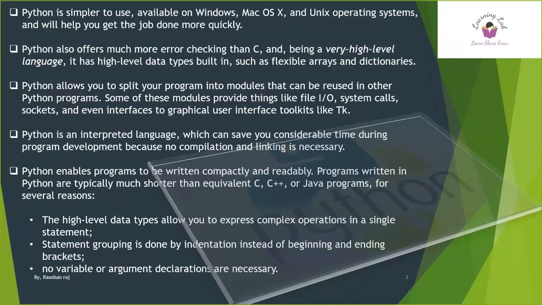Only you have to call those things in a single line, and it will print 1 to 10. Okay. So there are several reasons Python is more favorable in our industry, because it has high-level data types that allow you to express complex operations in a single statement, whatever we said right now. Because if you wanted to implement any complex logic, you can directly write it in a single line.